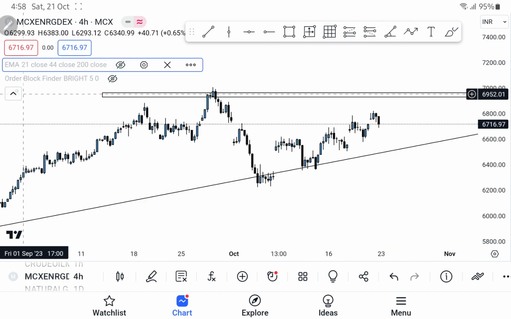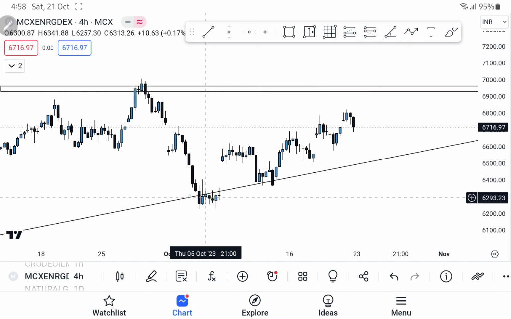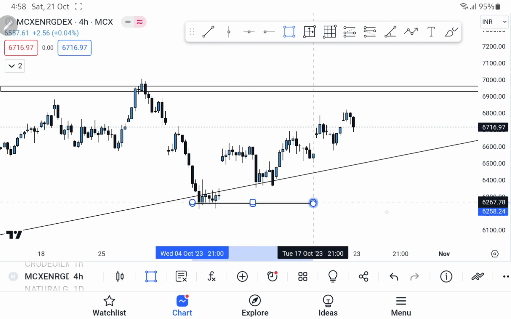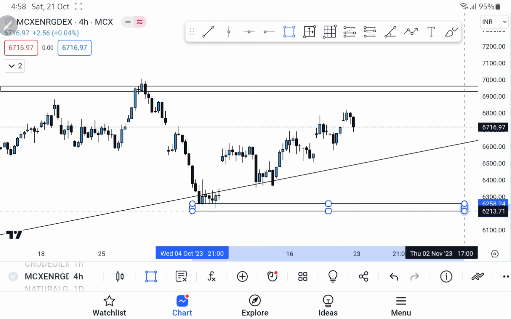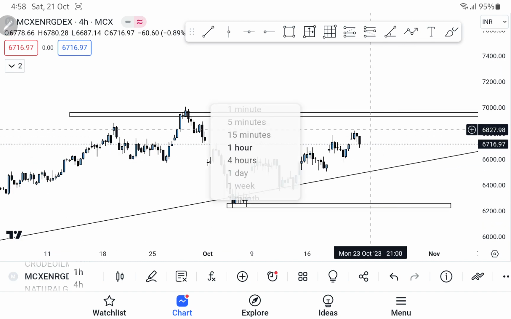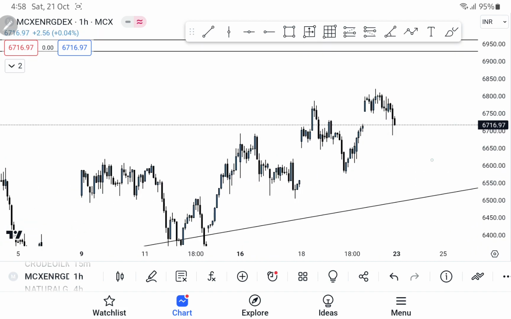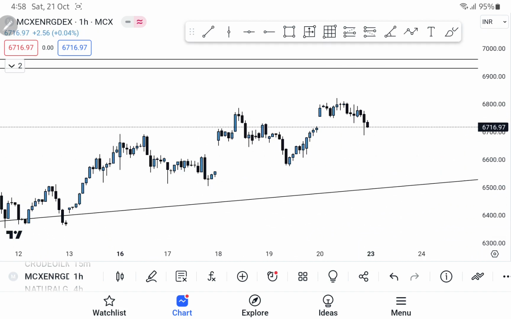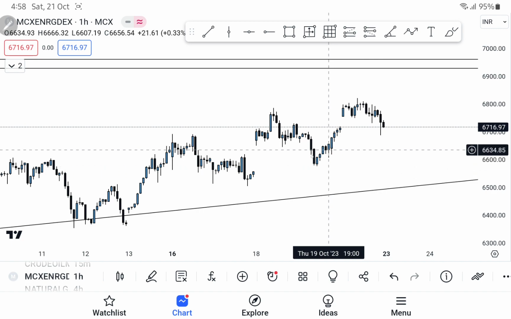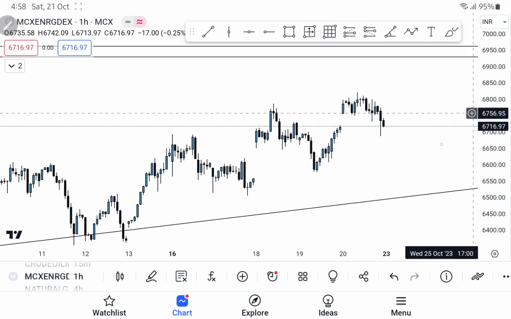Let me turn this off. If you see, this is a resistance and this is the support. Let me mark it here. This is a support on 4 hour time frame, guys. In 1 hour time frame the support will be more closer and the resistance will be more closer. See, in 1 hour time frame, this is the resistance and this is the support. You should always remember that.